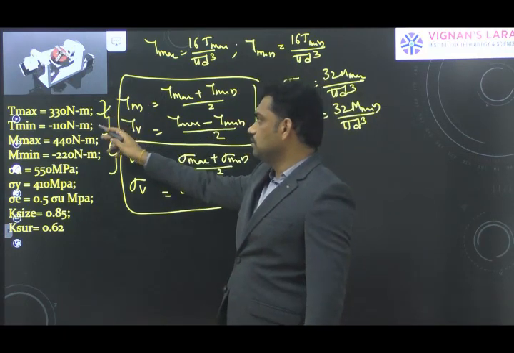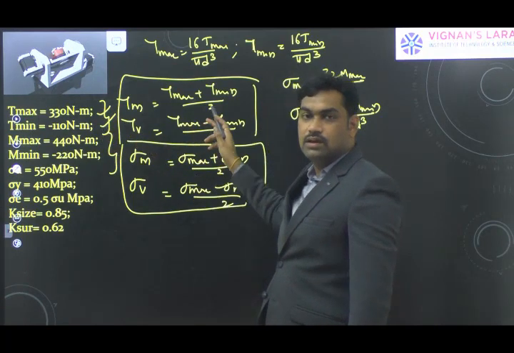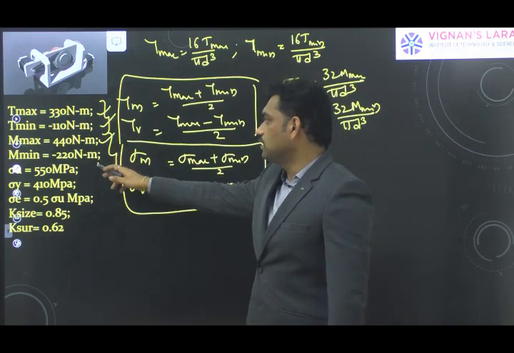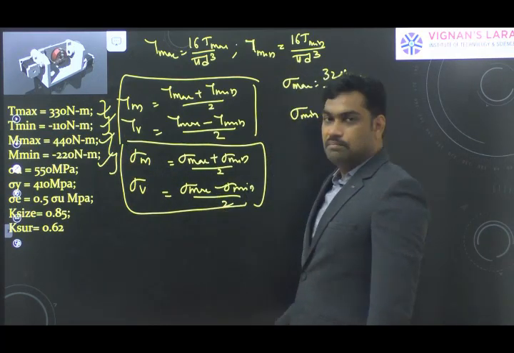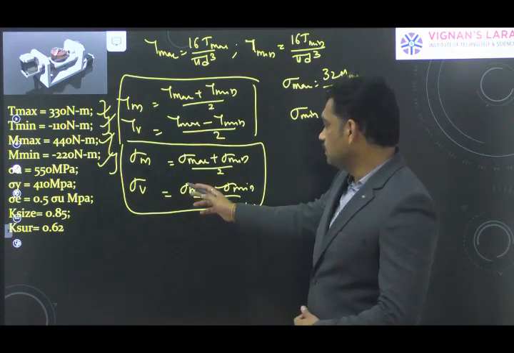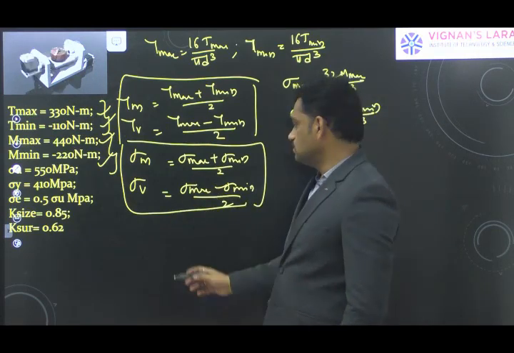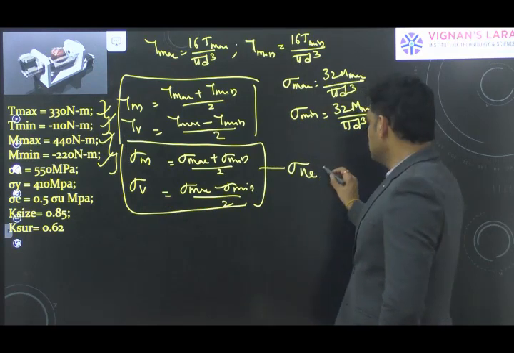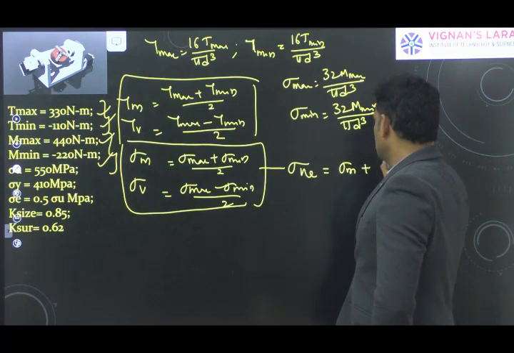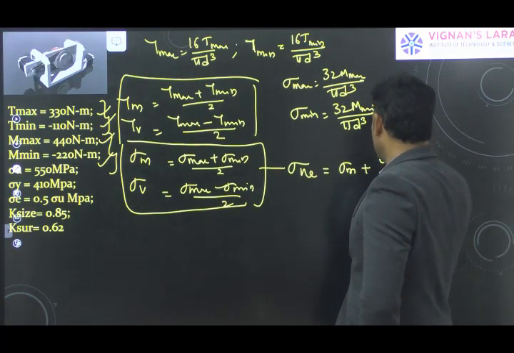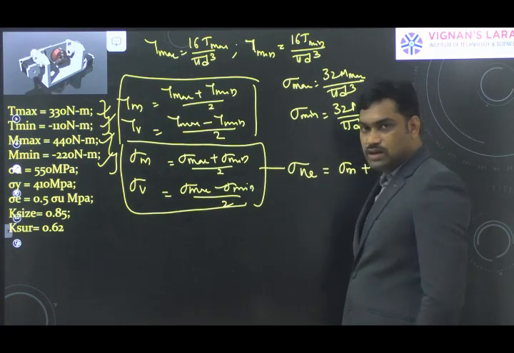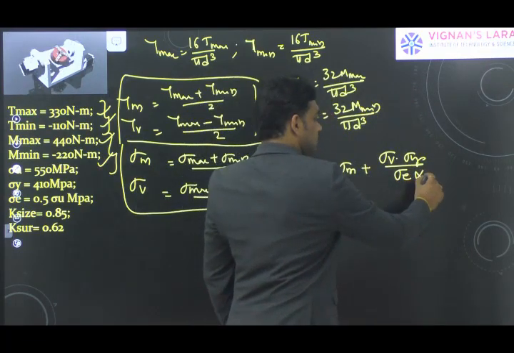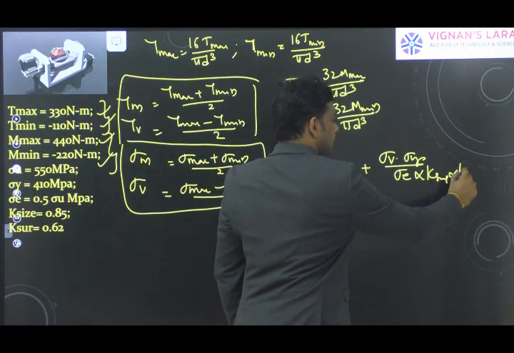So using the maximum and minimum torsional moments, you can find out the mean torsional stress and variable torsional stress in shear. And using the maximum bending moment and minimum bending moment, we find the mean and variable stress in bending. This is used to find out sigma ne, using the relation sigma m plus sigma v into sigma y by sigma e. Here sigma e can be multiplied by the derating factors, that is K surface and K size.